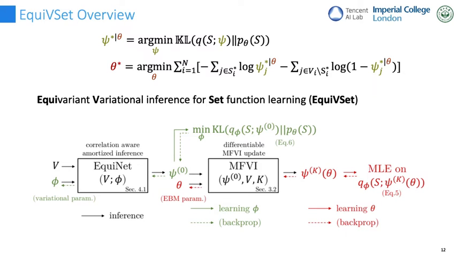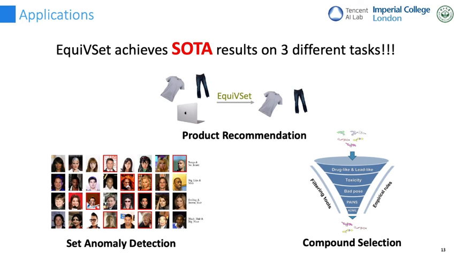Here is the overview of the framework, EquiVSet. We amortize the variational distribution as a neural network, which takes a ground set as input and outputs the variational parameters. This makes the training procedure more scalable. After training, the optimal subset could be sampled by rounding the variational parameter psi.